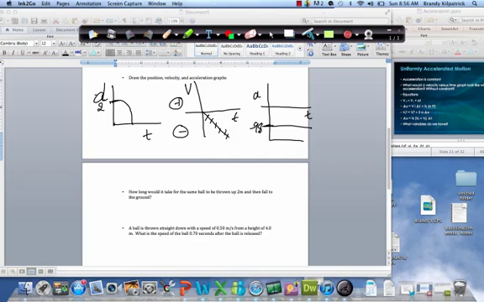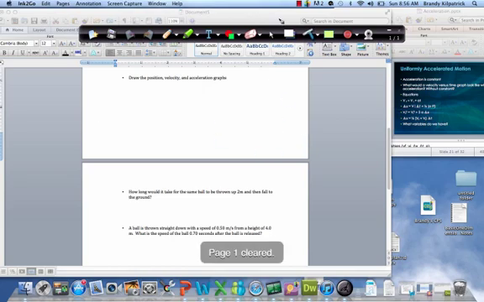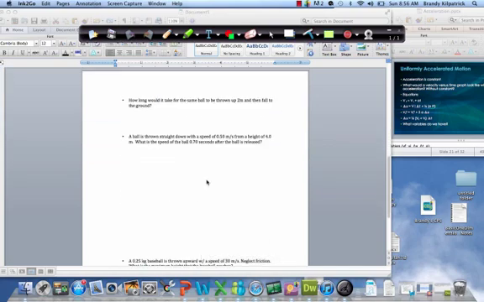All right, so let's look at the next question, which is actually a pretty simple question. It says, how long would it take for the same ball to be thrown up 2 meters and then fall to the ground 2 meters? Well, we know it takes 0.64 seconds for the ball to fall from 2 meters. Since the acceleration is constant, it should take the same amount of time it took to fall to go up.